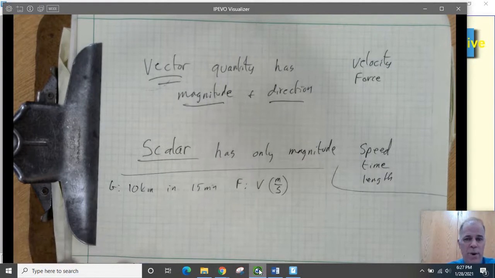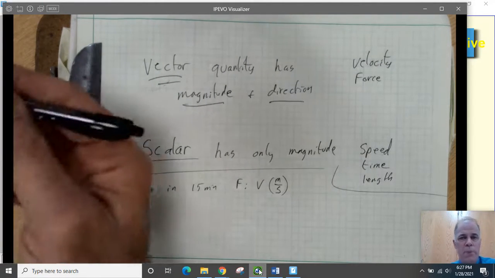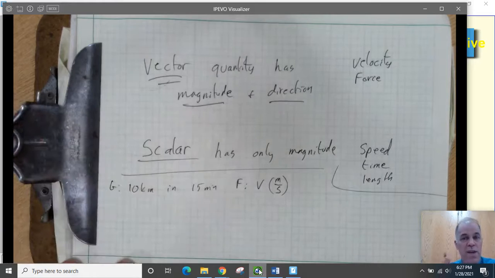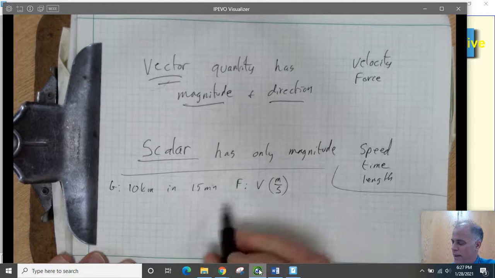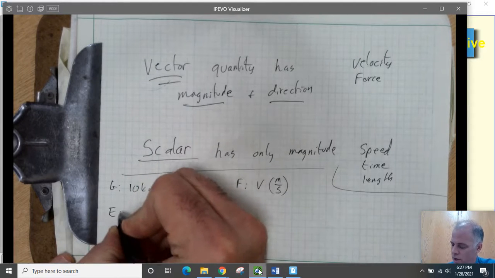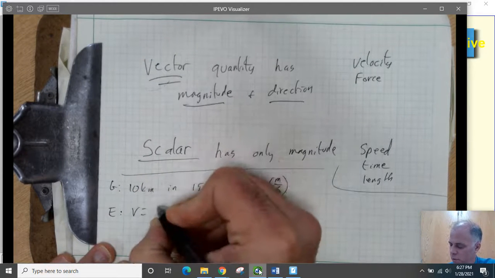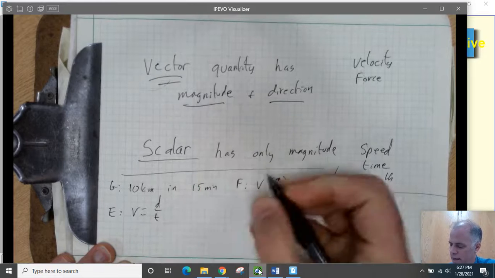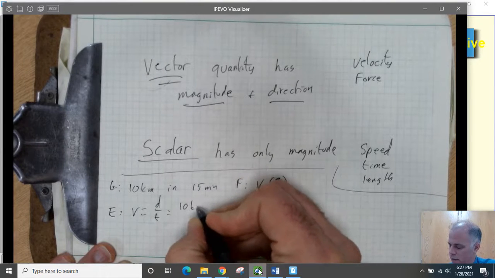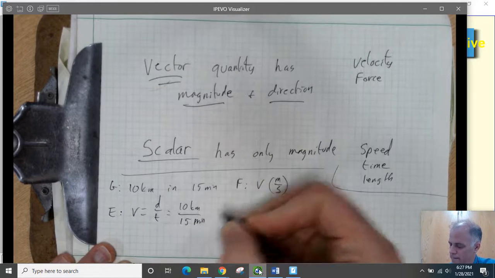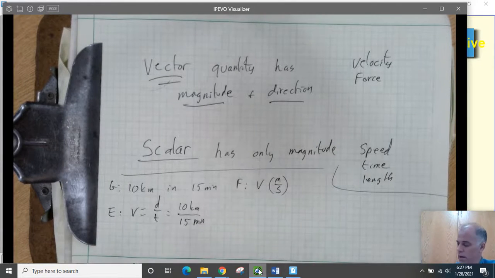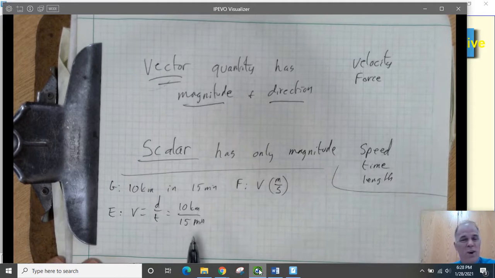And if you solved the problem in terms of kilometers per minute or kilometers per hour or something, pause it again and see if you can convert your answer to meters per second. Now, our equation that we're going to use is v = distance divided by time. And we have 10 kilometers divided by 15 minutes. Now, we don't want to keep this in kilometers and minutes. We want to convert it to meters and seconds.